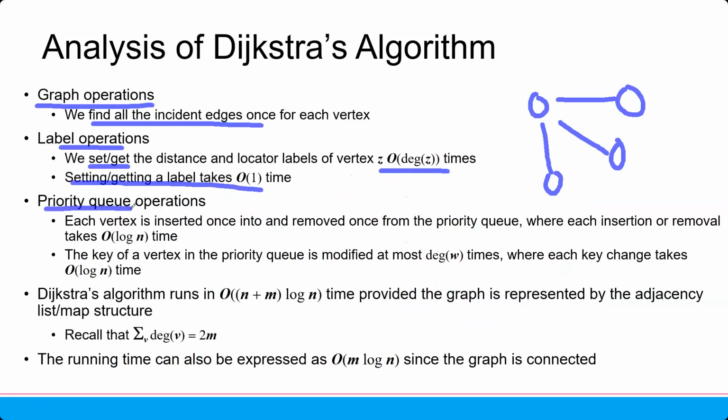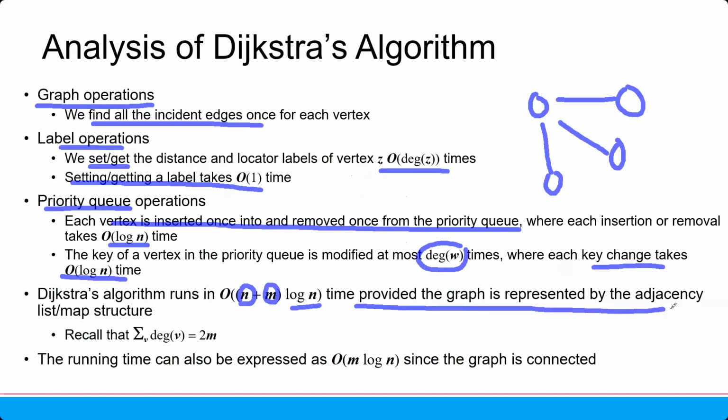If you still remember the priority queue, each vertex is inserted once into and removed once from the priority queue. So if it is once and once, then we have O(log n) for the insertion and removal. And if we have the W times, then each key takes O(log n). So Dijkstra will check every node and the M edges, each with log n.